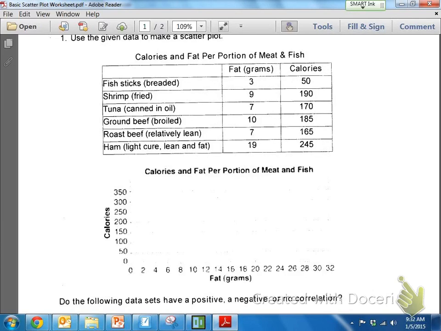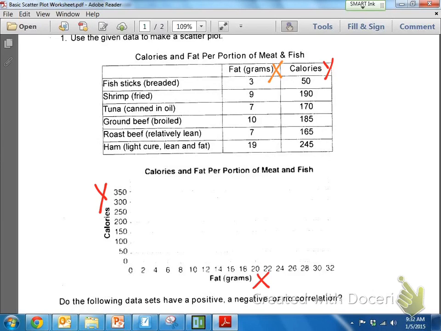Now, something really important when we're dealing with scatter plots is that we need to label the x and y axes appropriately. Notice how fat in grams is on the bottom of my graph. So that's the x-axis. So we'll call the fat in grams the x. And then for the y-axis, we'll use calories. So calories is y. Okay? So the x-axis is grams down here, and y is the calories there.